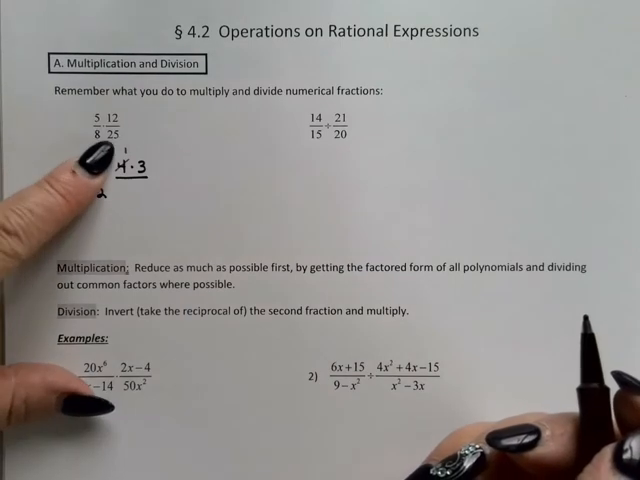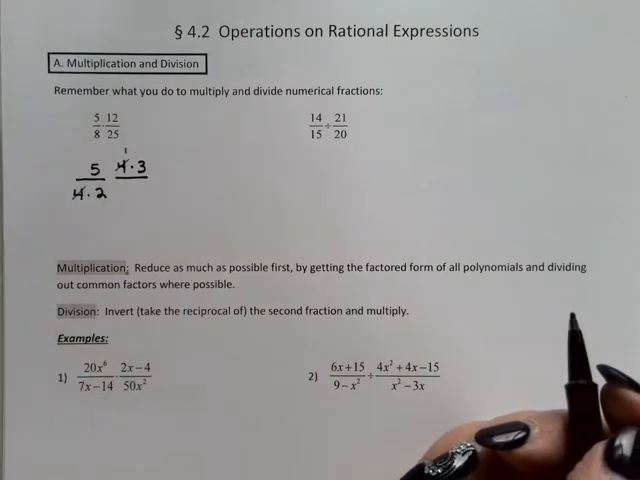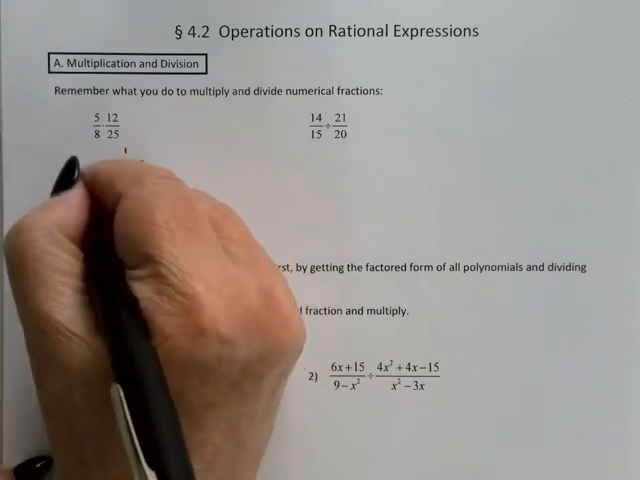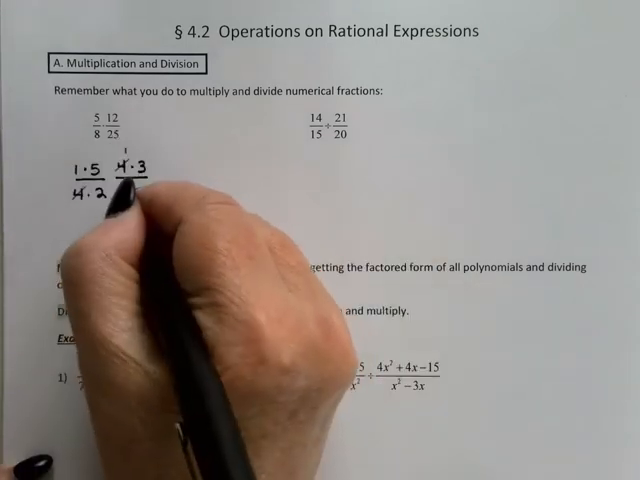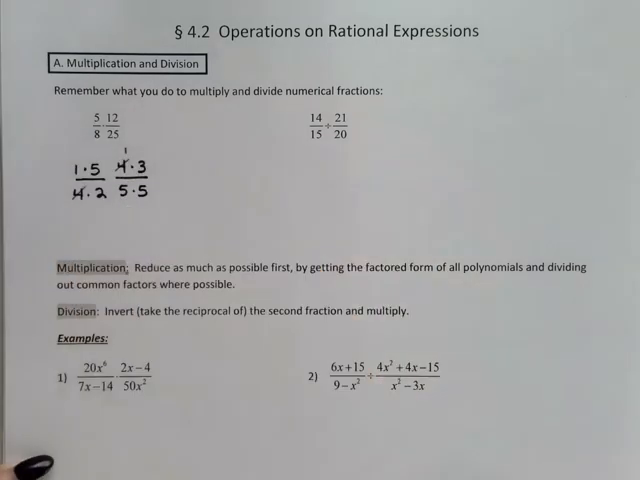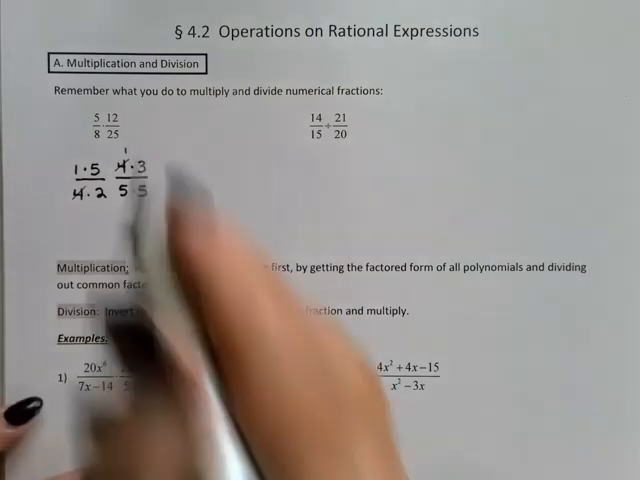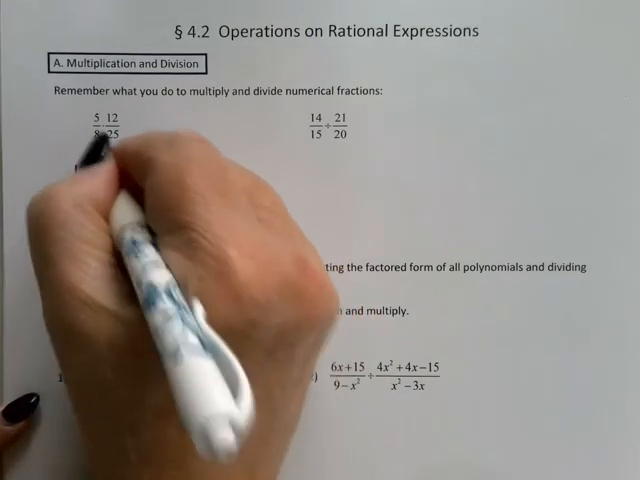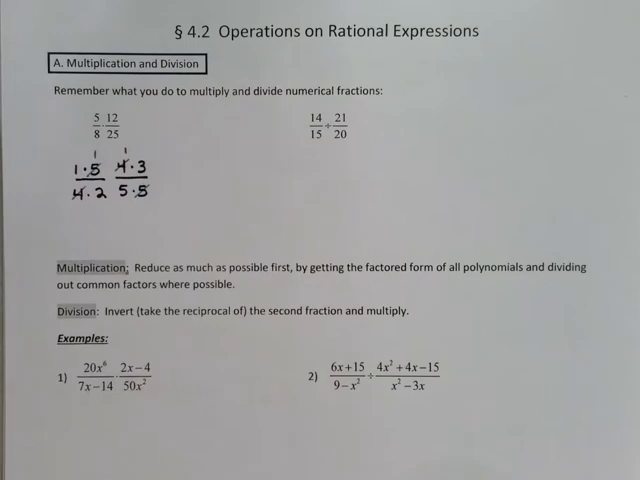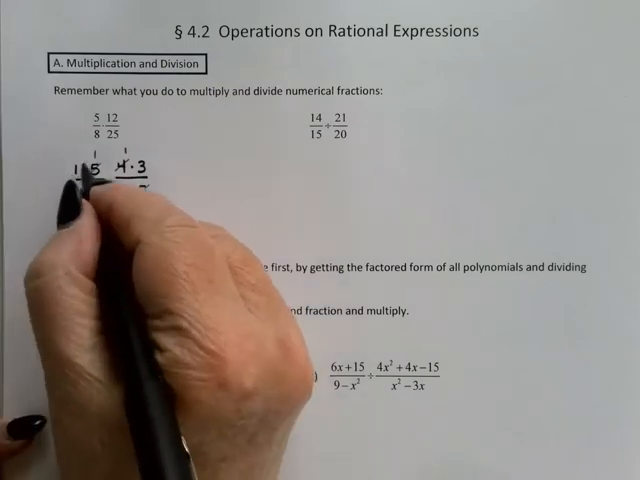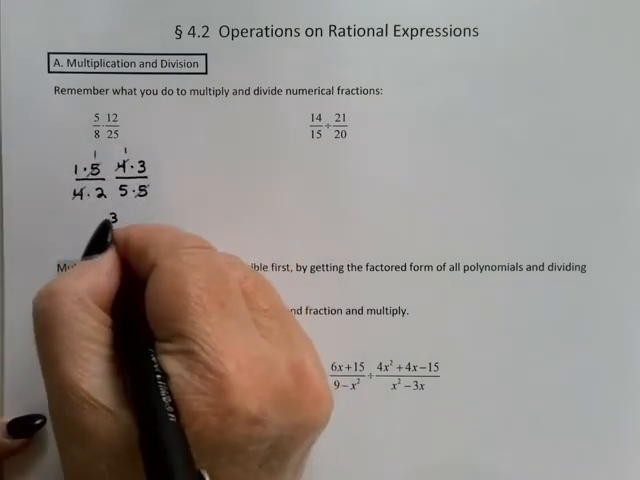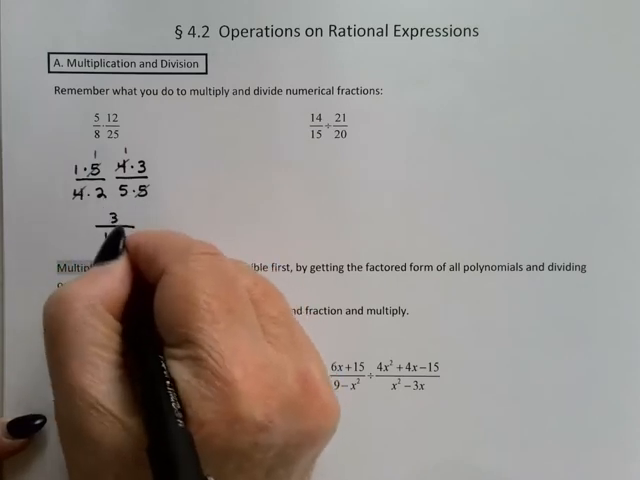Next, I might notice that 5 and 25 are both divisible by 5. 5 is 5 times 1, and 25 is 5 times 5. And then I can say 5 divided by 5 is also 1. So I end up with a product of 3 on the top and 2 times 5, or 10, on the bottom.